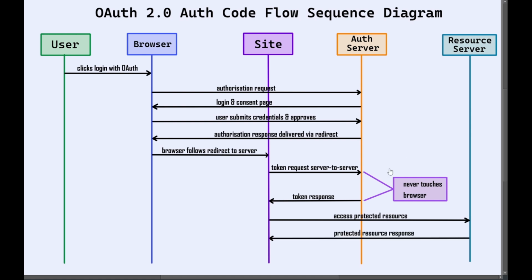And second to last step, there's the protected resource response from the resource server to the site, where depending on the requested scope, the resource server now returns the requested user information, containing perhaps the user's name, email address, profile pictures, or other selected protected data that the user gave consent for. And importantly, the resource server trusts the access token, not the browser. And that's another core OAuth principle.